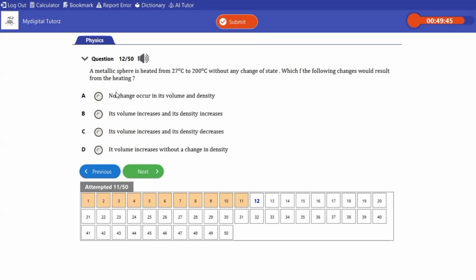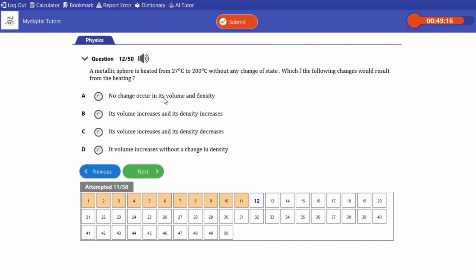So look at these options now. You can see that everything is revolving around what? Volume and density. Therefore, we have three parameters here: density, volume, and temperature. Now you can see from this question that there's an increase in temperature. So if there's an increase in temperature, what will it result to in terms of volume and density? That is the question they are asking you.